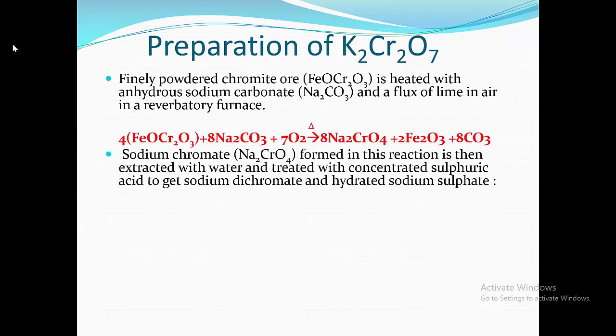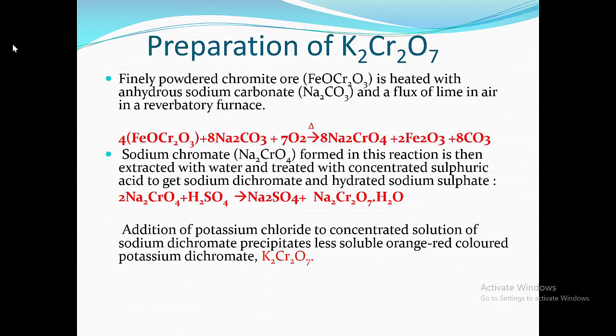Sodium chromate, that is Na2CrO4, formed in this reaction is then extracted with water and treated with concentrated sulfuric acid to get sodium dichromate and hydrated sodium sulfate. The reaction takes place as follows. 2Na2CrO4 plus H2SO4 gives Na2SO4 plus Na2Cr2O7 plus H2O. Here Na2Cr2O7 is nothing but sodium dichromate and Na2SO4 is sodium sulfate.